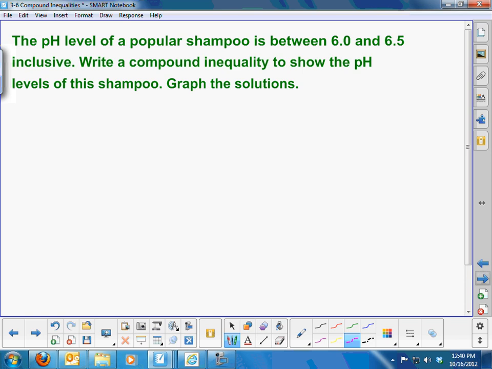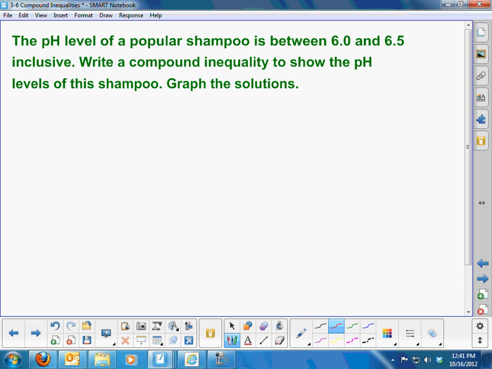Let's look at this. It says the pH level of a popular shampoo is between 6.0 and 6.5, inclusive. What does inclusive mean? Inclusive means that we're including the 6 and including the 6.5. So if we talk about open and closed dots, we're going to have what kind of dots here? Closed, because we're including those values. So if I use inequality symbols, I have to remember to put that equal to line underneath.